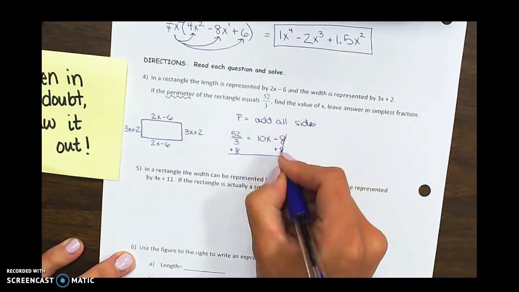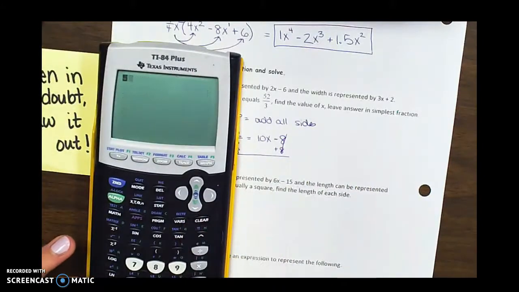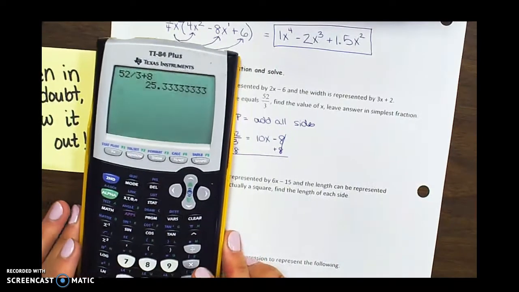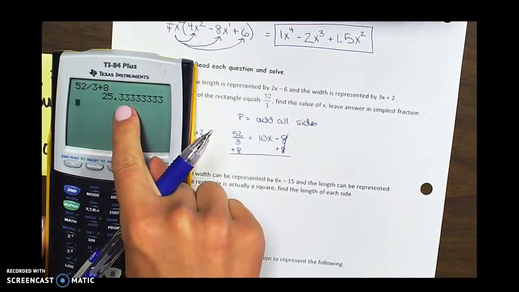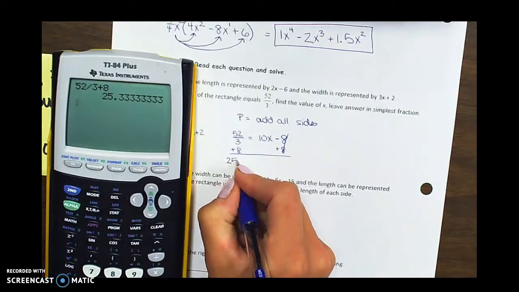Now, we know we have a whole number and a fraction, so I'm going to let the calculator do the work here. 52 divided by 3 plus 8. And then I'm going to hit enter. Now I am going to get a rational number. It's a repeating decimal. That's okay. So I'm going to just write that down.